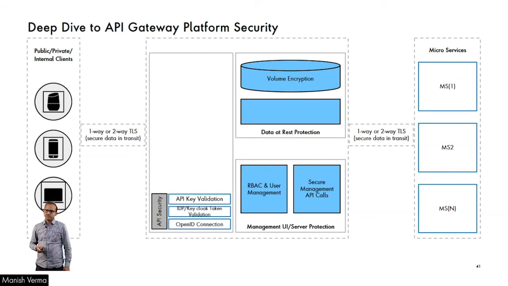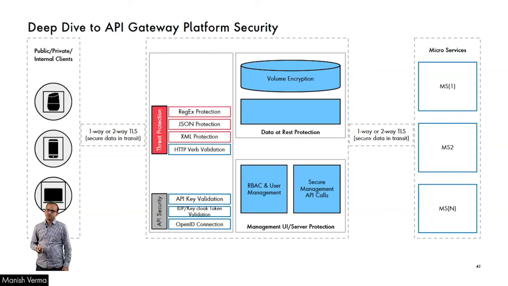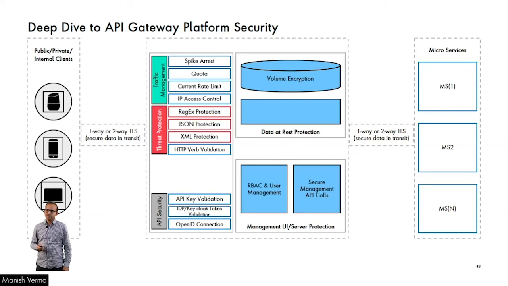We talked about key validation, OpenID Connect, and many more in terms of security. Apart from that, there's threat protection, which is about regex, JSON and XML threat protection, keyword validation, followed by traffic management policies, which are more around spike arrest, quota, and concurrent limits. I think we all know this. I'm just trying to highlight how it wires back.